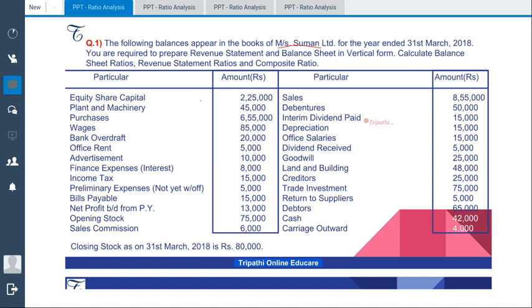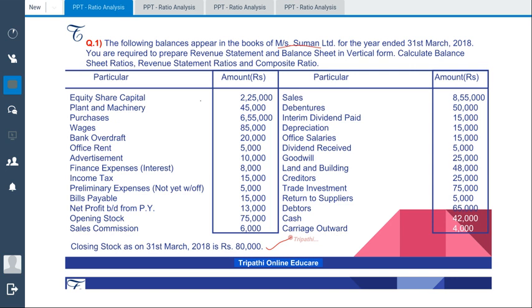interim dividend paid 15,000, depreciation 15,000, office salaries 15,000, dividend received 5,000, goodwill 25,000, land and building 48,000, creditors 25,000, trade investment 75,000, return to suppliers 5,000, debtors 65,000, cash 45,000, carriage outward 4,000. Additional information: closing stock as on 31st March 2018 is rupees 80,000.